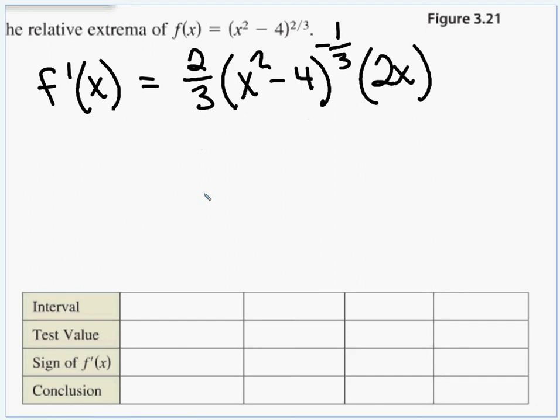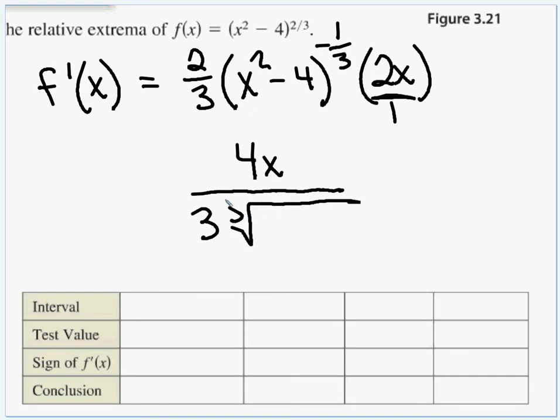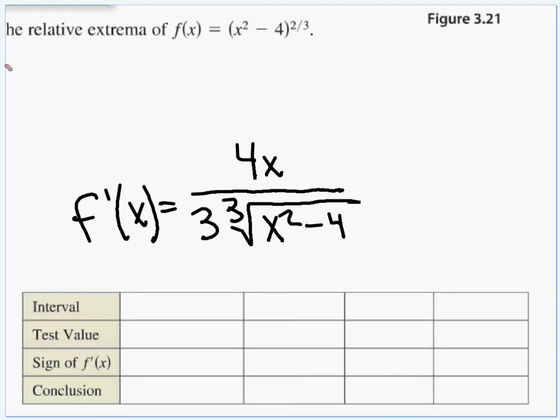Our final derivative will be a fraction. 2x is over 1 multiplied by the 2 here, so we have 4x in the numerator. Our denominator has a 3 in it, and then we'll have this quantity. I'm going to put it back under a third root, and under that radical is x squared minus 4. So f prime of x, there's our derivative.